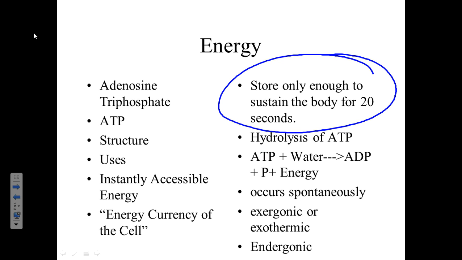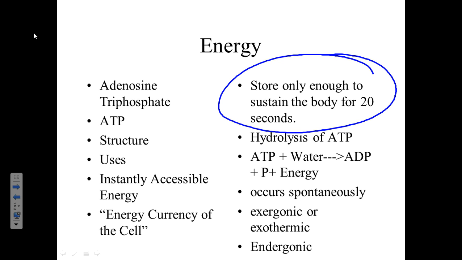Why do we only have 20 seconds of backup power? Yeah, ATP is a really reactive chemical. So reactive that you can't store it. You really can't transport it very well. It's too reactive. So we're completely reliant on doing cell respiration constantly. And if we ever stop, that's a problem.